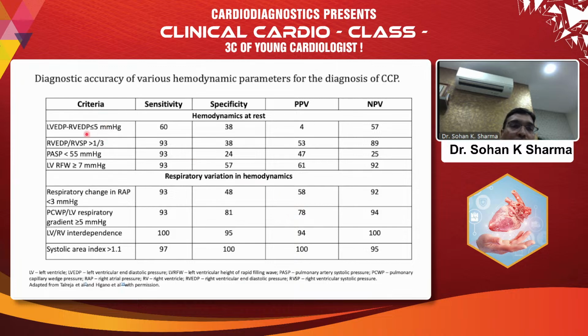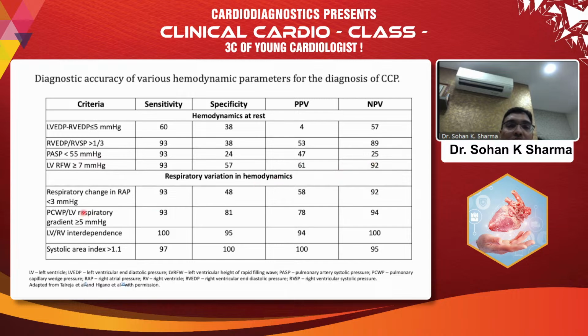If the difference between diastolic pressures is less than 50, these are the sensitivity and specificities. RVSP and RV end-diastolic pressure, the RV-EDP to RV-SP ratio, if it is more than 1/3, they are more sensitive. PA pressure is less, sensitivity is 93%, and LV rapid filling wave, if it is more than 7 mm mercury, sensitivity is 93%, and positive predictive value is 61 and negative predictive value is 62.